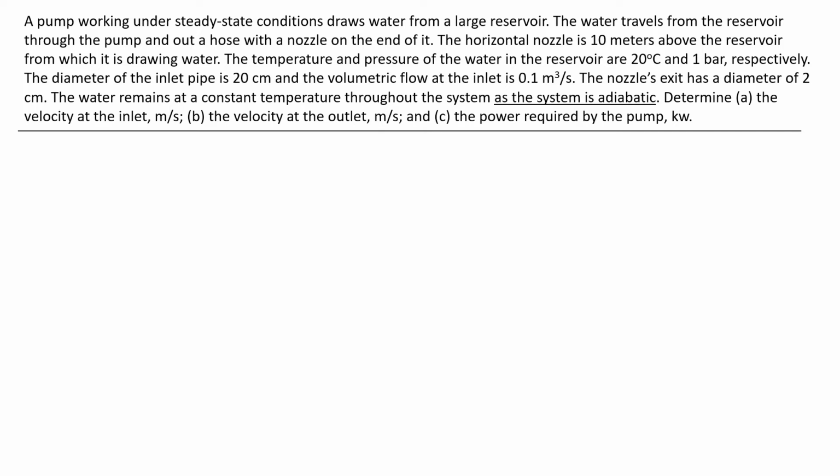The temperature and pressure of the water in the reservoir are 20 degrees C and 1 bar, respectively. The diameter of the inlet pipe is 20 centimeters, and the volumetric flow rate at the inlet is 0.1 cubic meters per second. The nozzle's exit has a diameter of 2 centimeters. The water remains at a constant temperature throughout the system.